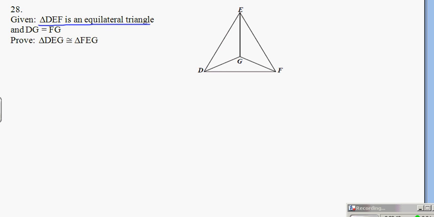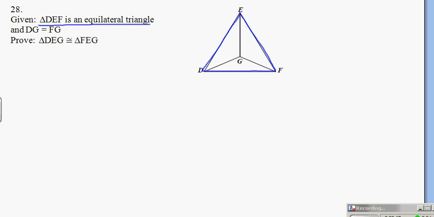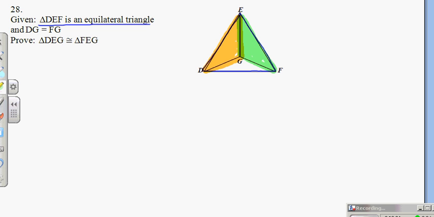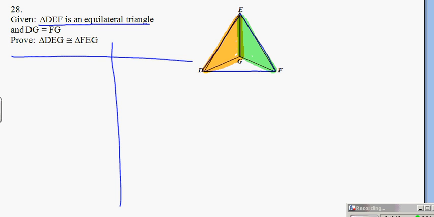Next proof. Now this proof initially looks difficult because you have to look at the big triangle first as being equilateral. And then we are going to move inside and look at this triangle and this triangle. And the key is going to be where those two lines overlap and change color.